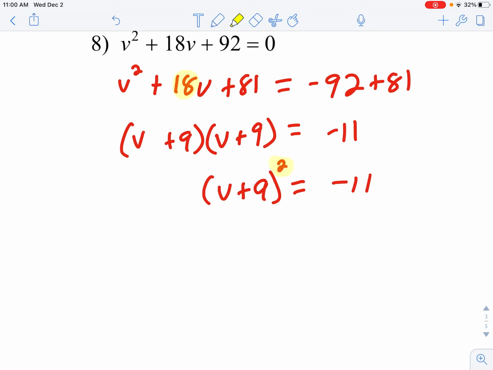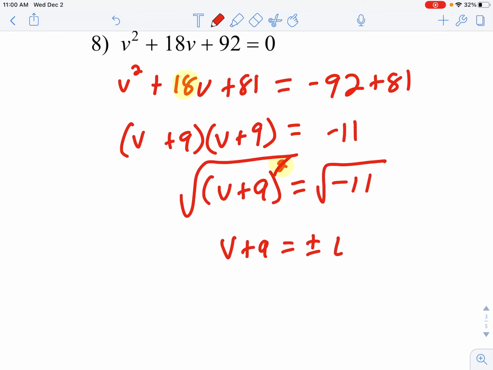Now we cancel out the square by using the square root property on both sides. That cancels out. I get v plus 9. On the right, I have plus or minus, right? Always have plus or minus. The square root of negative 11. Well, we're square rooting a negative, which makes it imaginary. And we're square rooting 11, which is not a square number.